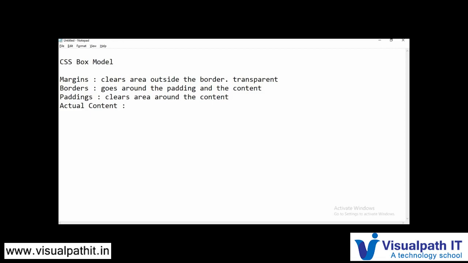Now the next, what is the content? The content of the box is where text and images appear. So what is an element? The element has an opening tag and a closing tag, and in between there is content. So that content will be here: the text or the images or anything related to content. So this is the actual picture of the box model.